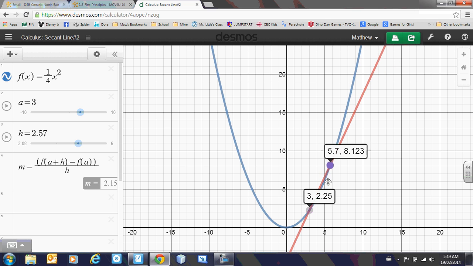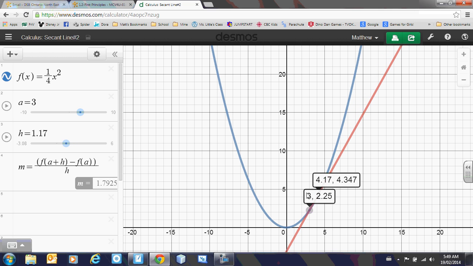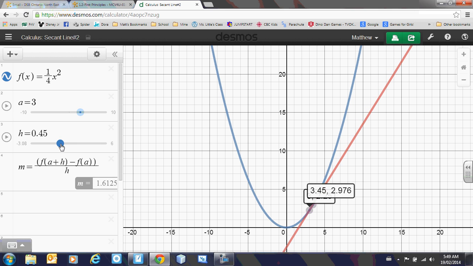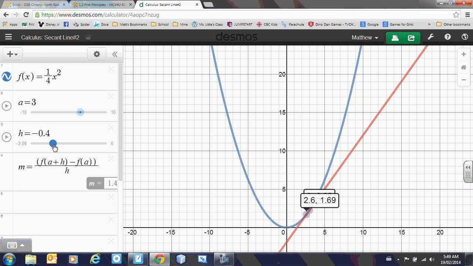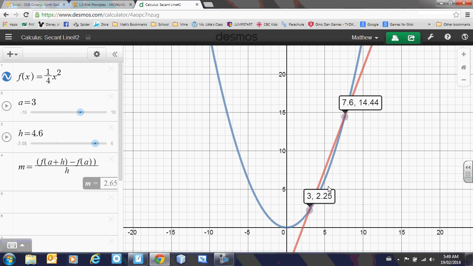Whether I'm coming from the right side or the left side, as h gets closer and closer to 0, my slope gets closer and closer to 1.5. If I go just beyond, again, I'm getting closer and closer to 1.5, and to the point where I can't actually do the calculation. Okay, so that's what the formula is doing for us. It's finding the slope of 2 points which theoretically are as close to each other as possibly can be.